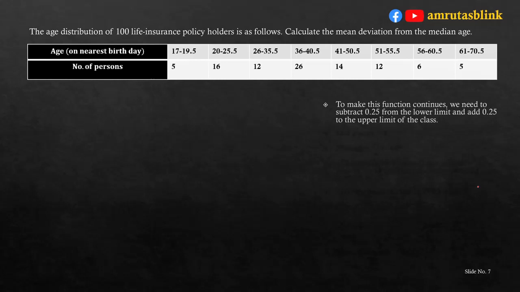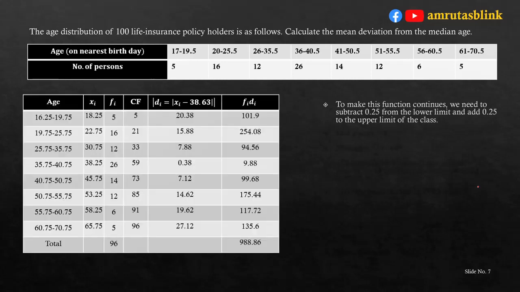Now, if you observe the data carefully, you will find out that the classes are not continuous right now. It is from 17 to 19.5, then the next class is not starting from 19.5, rather is starting from 20. So, initially we need to make all the classes as continuous classes. In order to do so, we will subtract 0.25 from the lower limit of each class, and we will add 0.25 to the upper limit of each class.